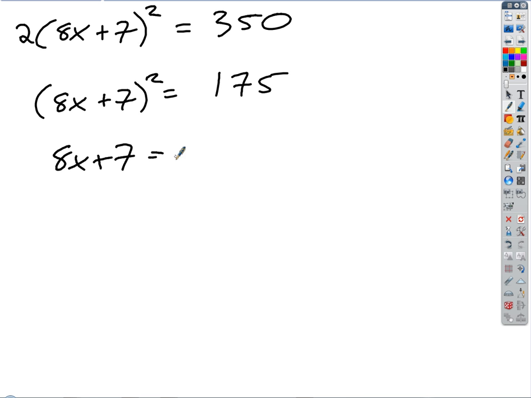So we get 8x plus 7 equals plus or minus the square root of 175. Five could make seven. Okay, so is there a perfect square in 175? Yes. 25 times 7, right? Okay, so if it's 25 times 7, the square root of 25 is 5, the square root of 7 is the square root of 7. So it would be 5 square root of 7.